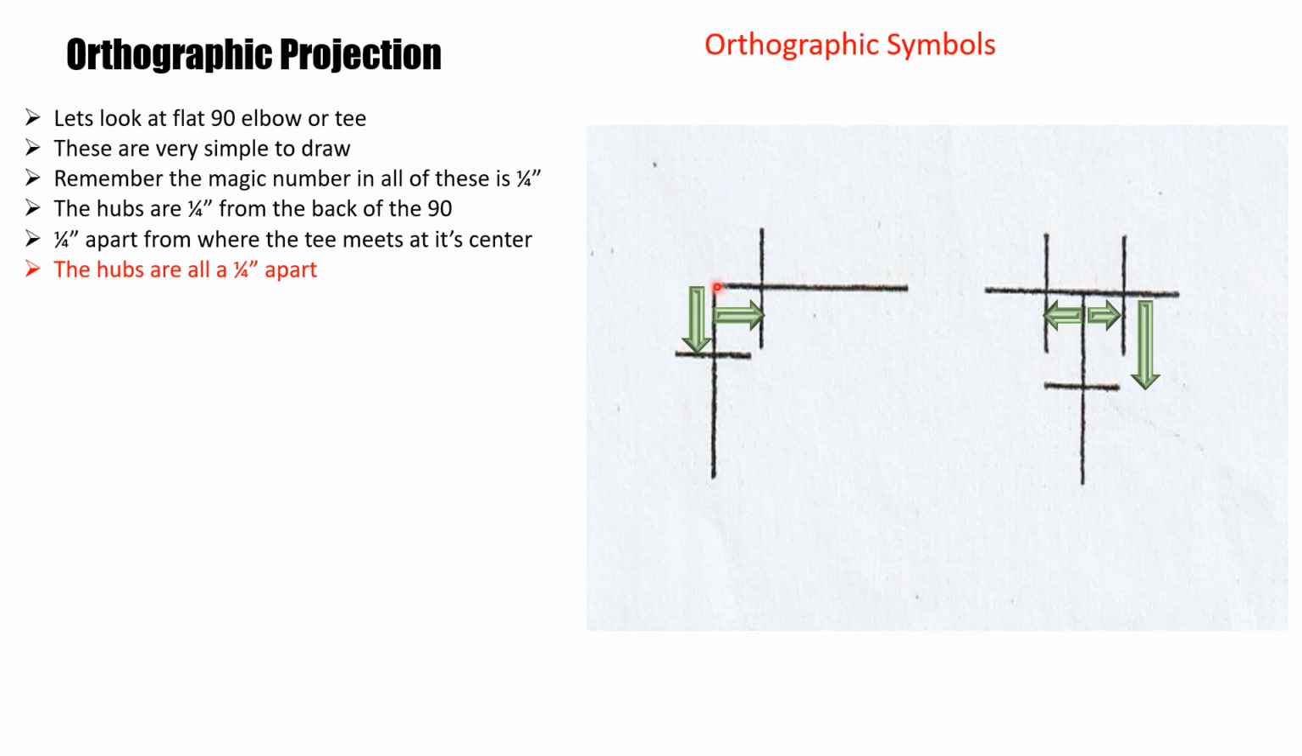The distance from here to here is 1/4 of an inch. From here to here is 1/4 of an inch. These are 1/4 of an inch. Both these hubs. From here to here is 1/4 of an inch. From here to here is 1/4 of an inch. And from here to here is 1/4 of an inch. Okay, and the hubs themselves are 1/4 of an inch each.